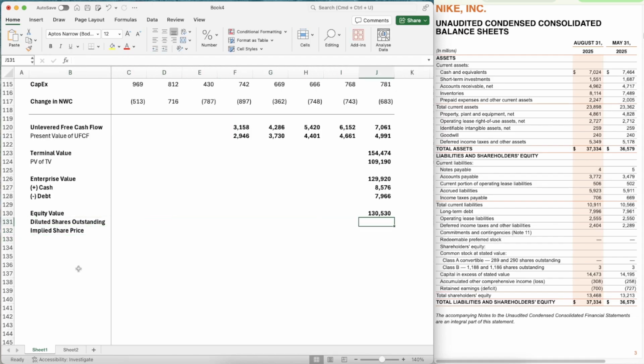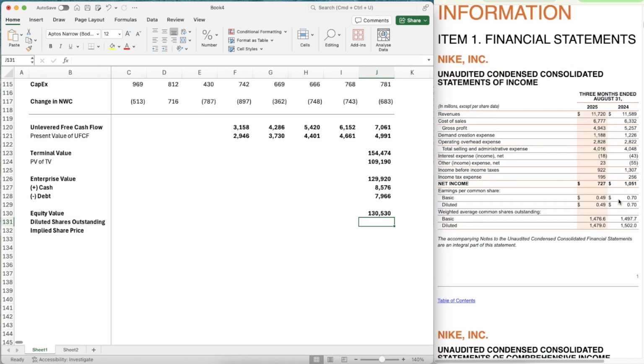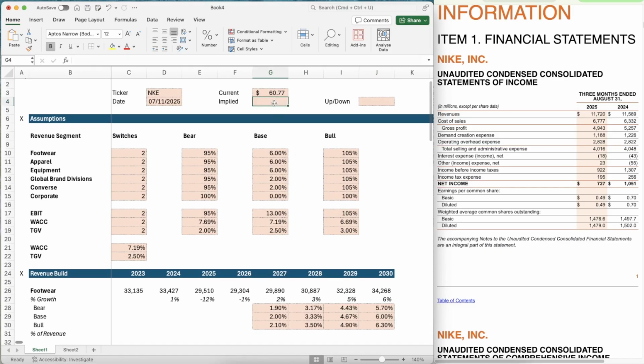So diluted shares outstanding are here. We don't use basic, we use the diluted because if they have to issue, say, stock-based compensation, then it's going to increase the share count. So yeah, 1479. The implied share price is you take your equity value divided by the diluted shares outstanding, and there we have it, $88. So J132.